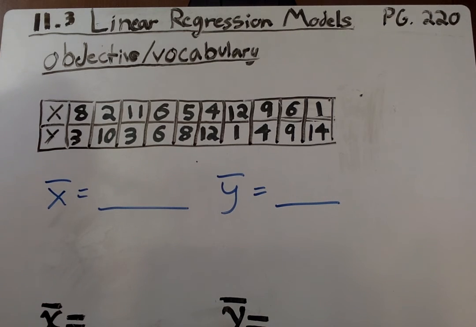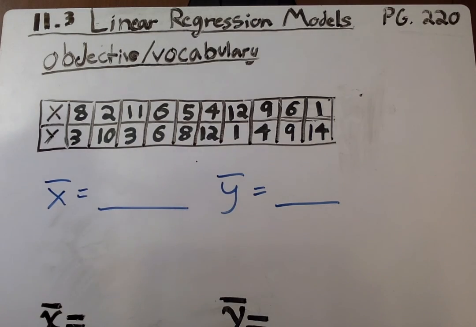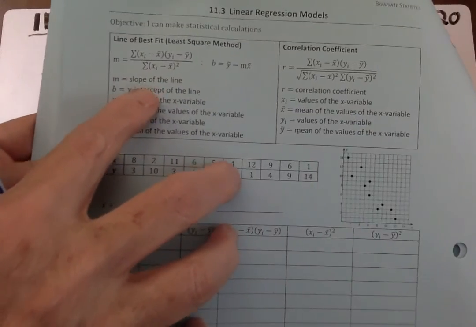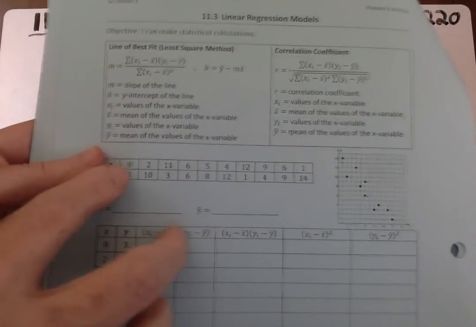Hello students, today we are going to be going over 11.3 linear regression models. Our objective: I can make statistical calculations. We have the line of best fit, that is the least squares method. And there's a fancy formula for that, and it also tells you what m is and what b is. Remember, going back to y equals mx plus b, m is the slope of the line, b is the y-intercept.